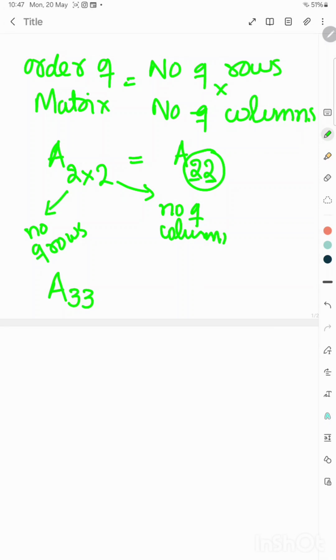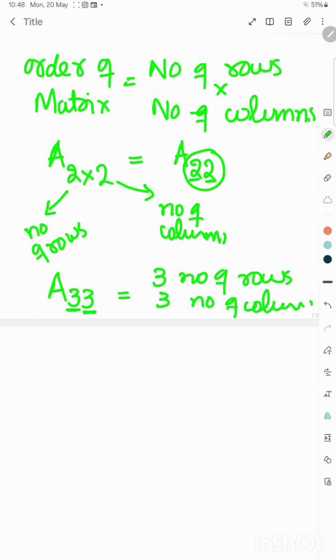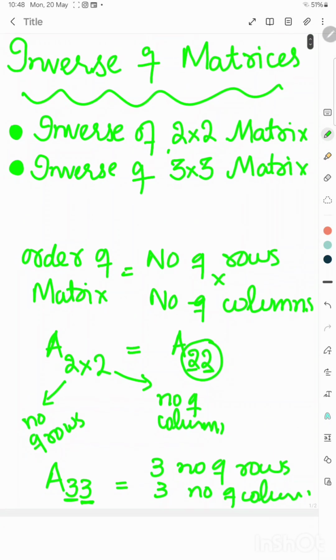So students, what is meant by a 3 cross 3 matrix? It means that in this matrix there are 3 rows, as the left side shows the number of rows, and 3 columns, as the right side shows the number of columns. So this matrix has 3 rows and 3 columns. Okay students, I hope now you understand what is meant by 2 cross 2 and 3 cross 3. Now I will go for the first case, that is how we can find the inverse of a 2 cross 2 matrix.